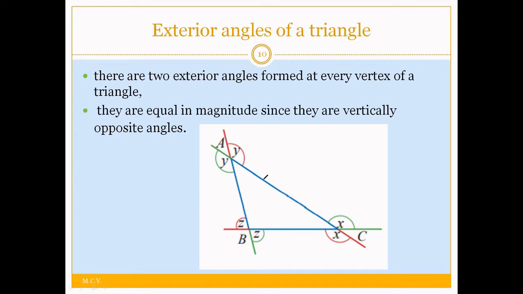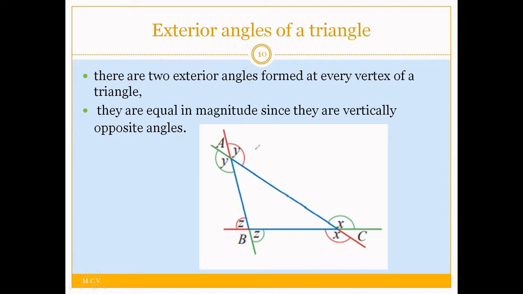Think about this side. Using a ruler, you can produce it to this side and this side. Think about this side. You can produce that side to either side. Here also, produce to either side. Then how many exterior angles are formed? 1, 2, 3, 4, 5, 6.